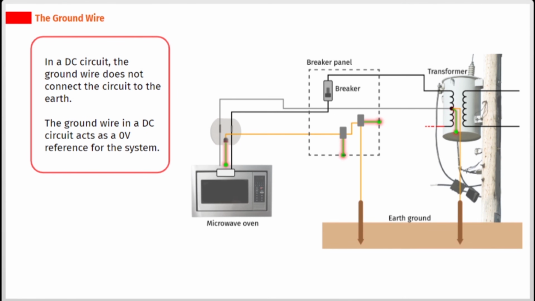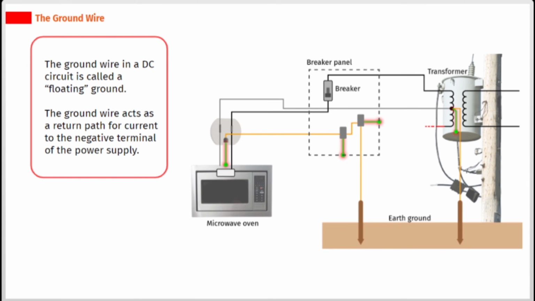In a DC circuit, the ground wire does not connect the circuit to the earth. The ground wire in a DC circuit acts as a 0 volts reference for the system. The ground wire in a DC circuit is called a floating ground. The ground wire acts as a return path for current to the negative terminal of the power source.